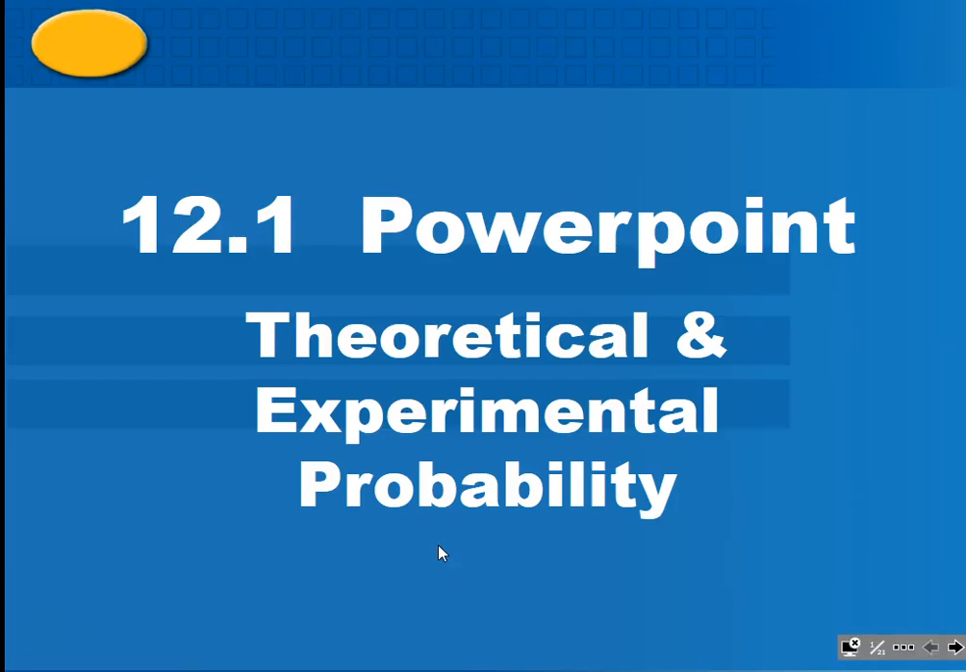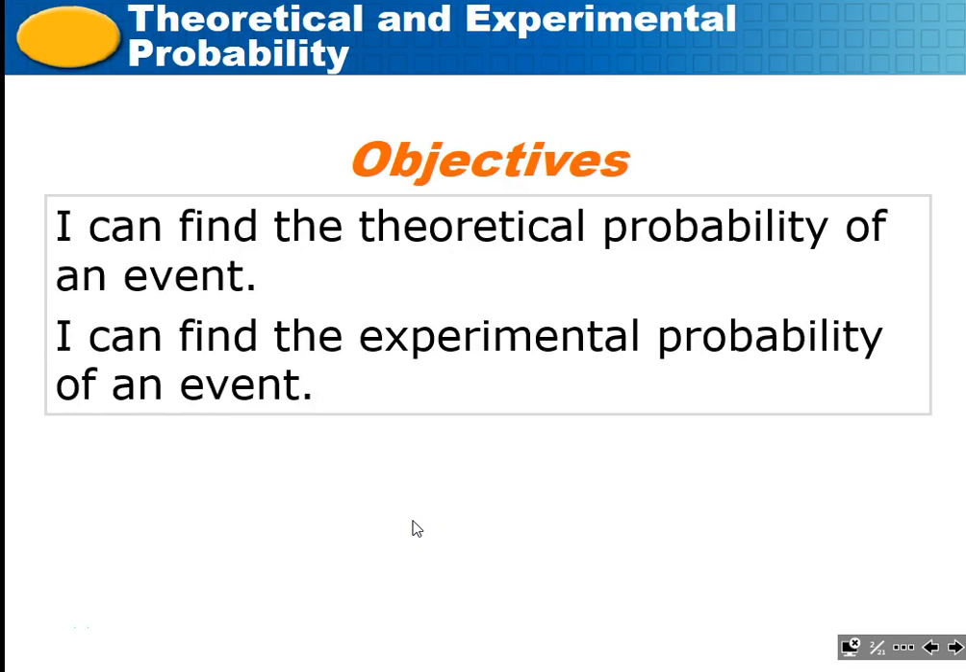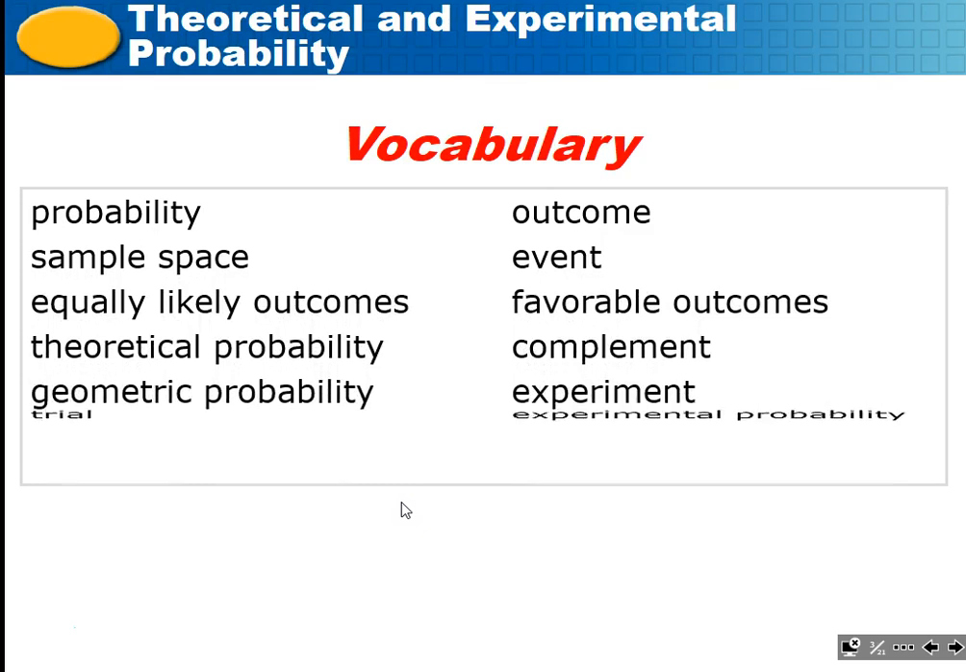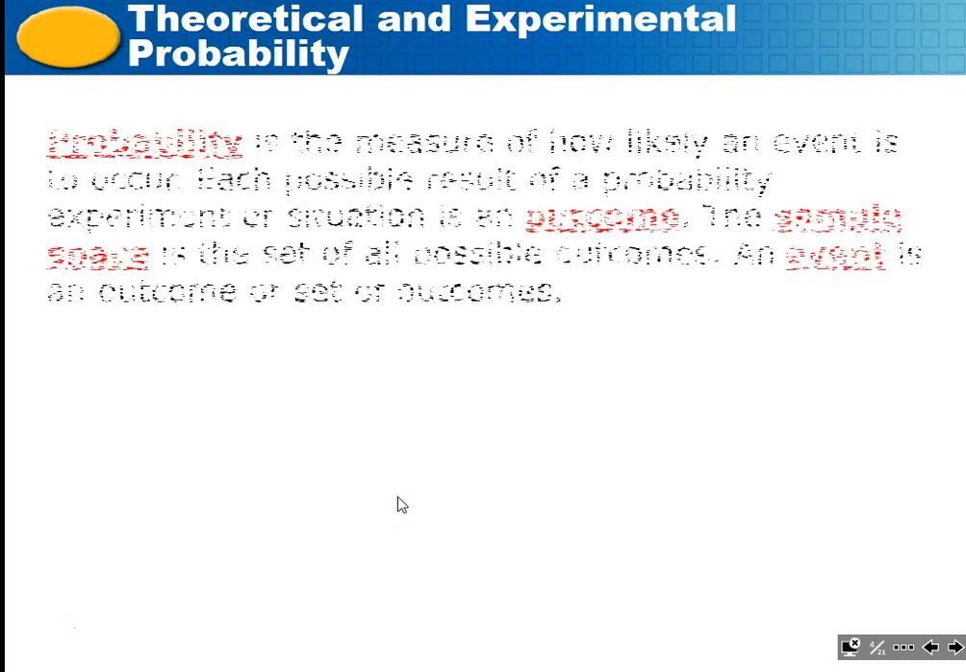This is the 12-1 lesson on theoretical and experimental probability. So our objectives today are to find the theoretical probability of an event, to find the experimental probability of an event, and to be able to differentiate between the two. These are some of our vocab terms that we're going to go over today.